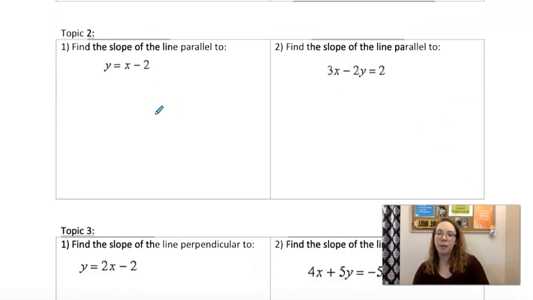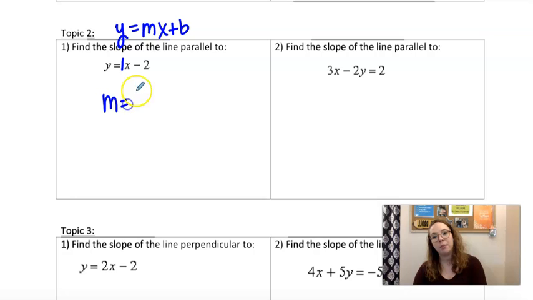Find the slope of a line parallel to y equals x minus 2. So remember our point slope formula, or not point slope, slope intercept formula is y equals mx plus b. So our slope is in front of x. So in this case, our slope is 1. Parallel lines have the same slope. So that's still going to be a slope of 1.